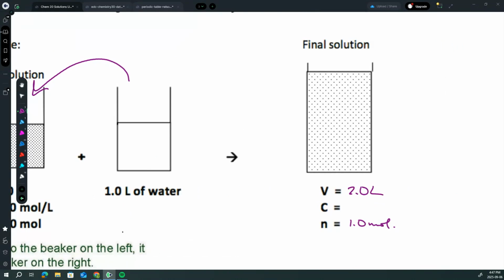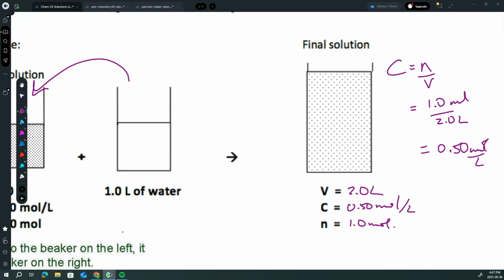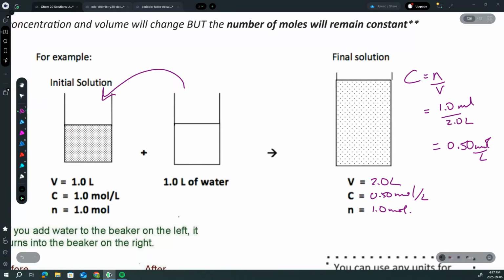So, figuring out concentration: concentration is moles divided by volume. So 1 mole divided by 2 liters. Oh, that's supposed to look like an L, not a 2. So that's going to give us 0.50 moles per liter. As you can see, moles stayed the same, however volume and concentration change. And the more you dilute a solution, the lower its concentration is going to be.